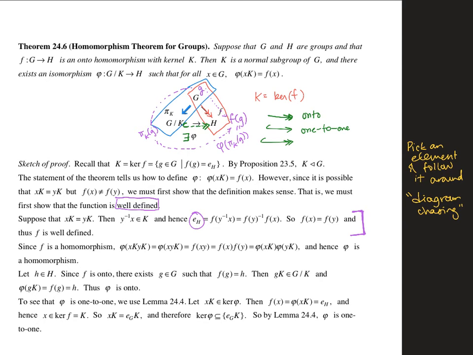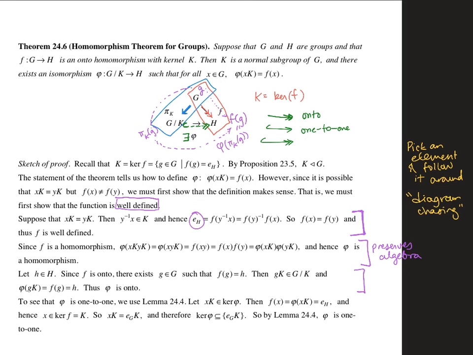So once we know that it's well defined, we want to make sure that phi is actually a homomorphism, and this step is checking that phi preserves algebra. So if I start with cosets and I end up with elements of H, I want to make sure that the operation on the cosets gets transferred over to H. And that's what that step does.